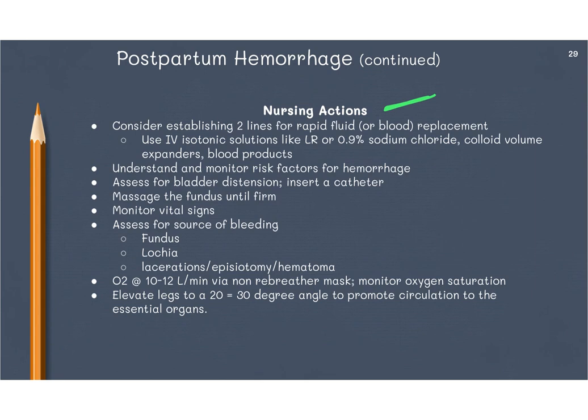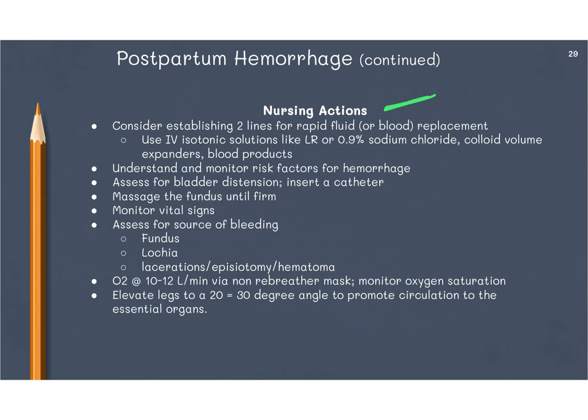Watch for a bladder distension, because if the bladder is full, like we've talked about, it can displace the uterus, and a displaced uterus from the midline can also be a problem with the postpartum hemorrhage. So you might want to put in a Foley catheter. You're going to massage that fundus until it's firm.